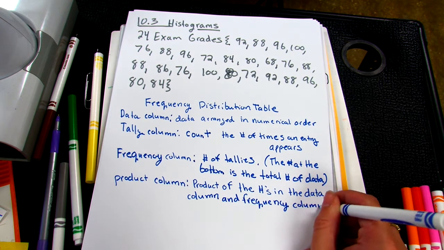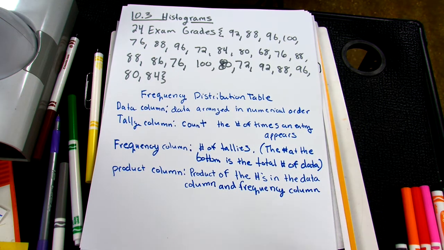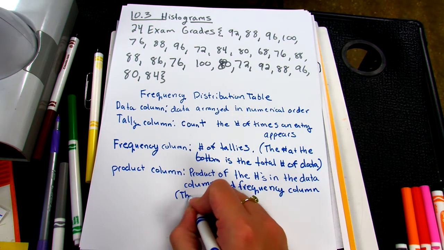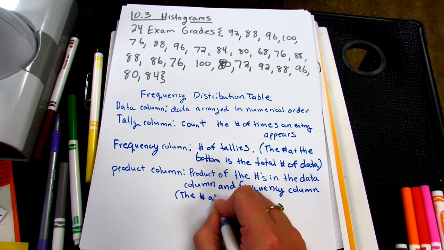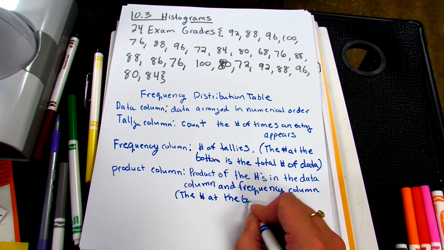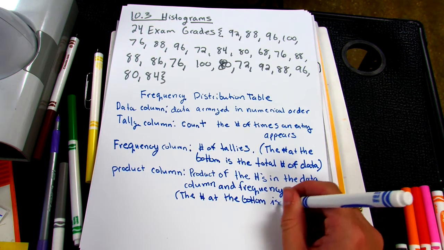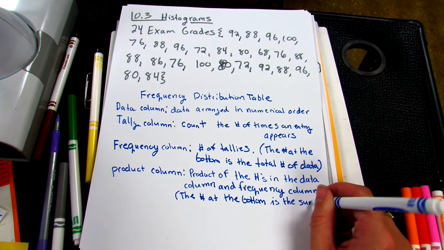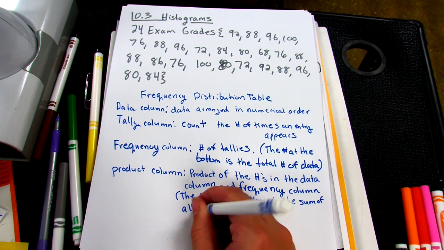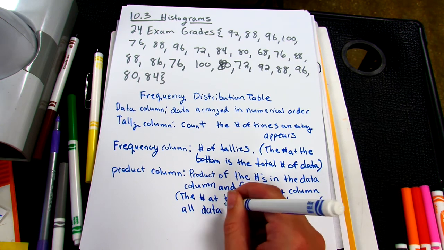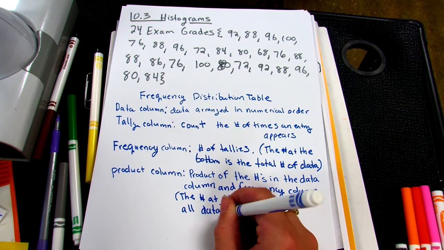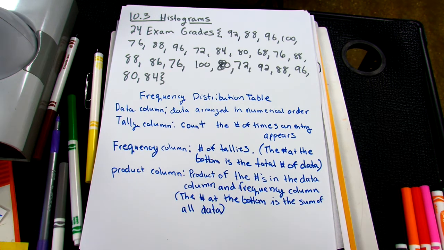And the reason that we like the product column is because the number at the bottom of this column is the sum of all the data, which is important when we're trying to get something like the average, right? Okay, not only can we get the average, which remember is mean, but we also can get range, median, and mode all from this data, okay?